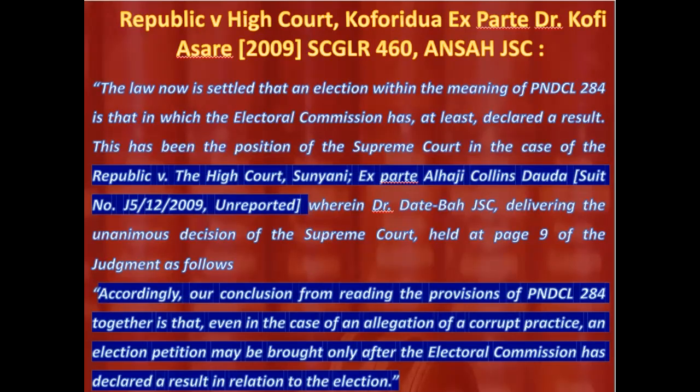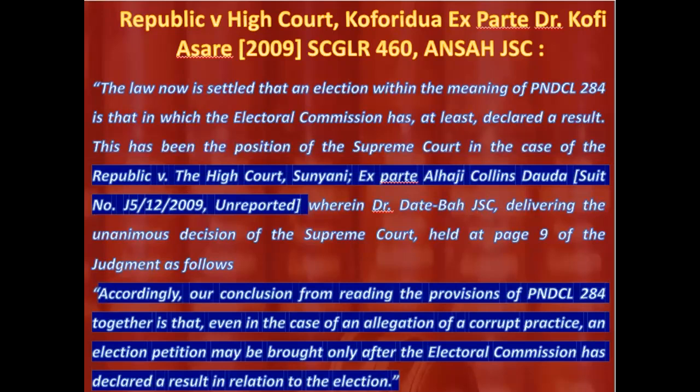And before you come by a petition, you must have waited for the results to be declared before you go and file the action. How do you go and file a writ of summons seeking to attack the validity of a parliamentary election when no results have been declared? And you say that, yes, you can do that one, and you've gone by a writ of summons. So Justice Ansah went ahead to say as follows.